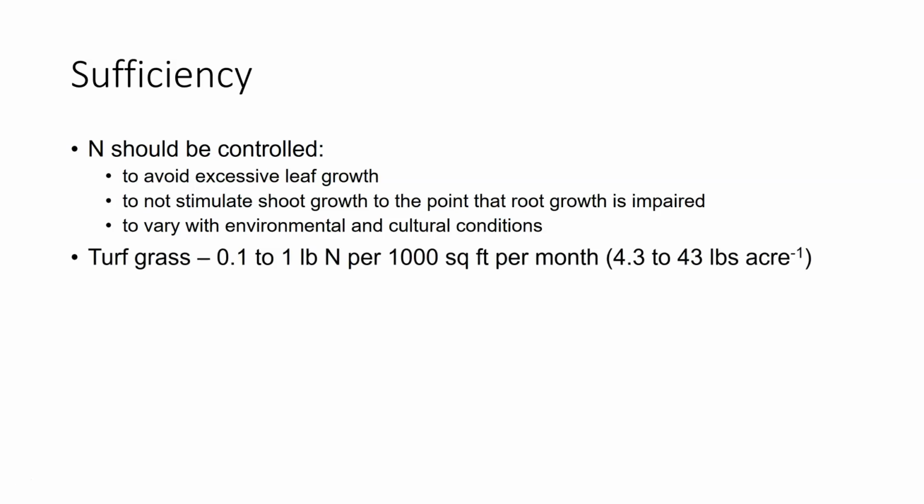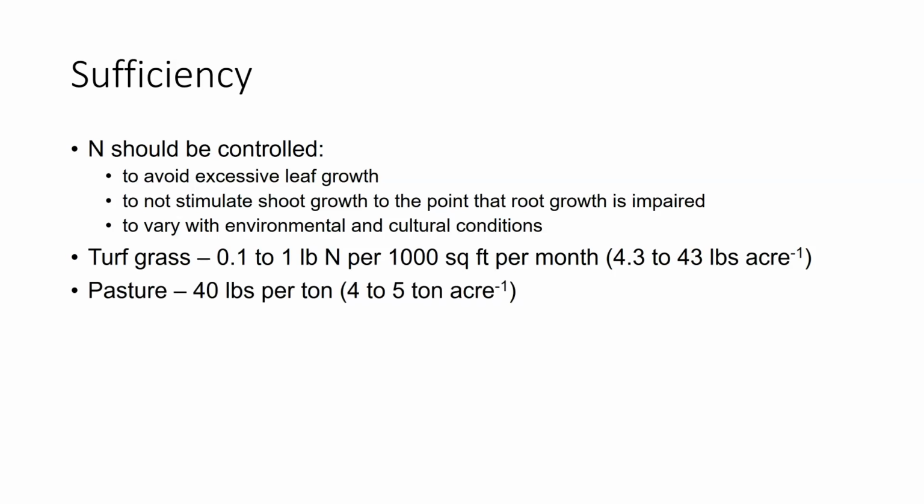If we're looking at turfgrass, depending on the species of turfgrass, you could use between 1/10 and 1 pound of nitrogen per 1,000 square feet per month of the growing season. That's 4.3 to 43 pounds per acre per month of the growing season. If you have a growing season that's 10 months long, you're going to need 430 pounds of nitrogen. If you have a growing season that's 2 months long, you need 86 pounds of nitrogen. This is going to vary depending on how long your growing season is and what turfgrass you're dealing with.